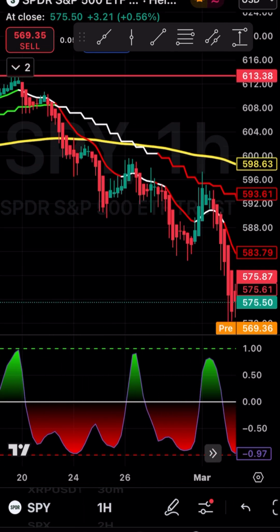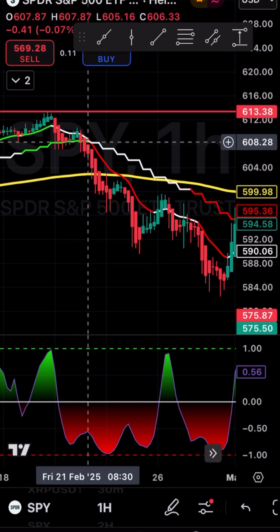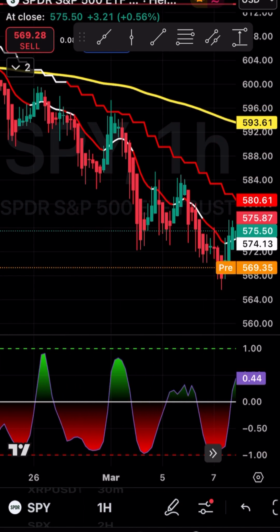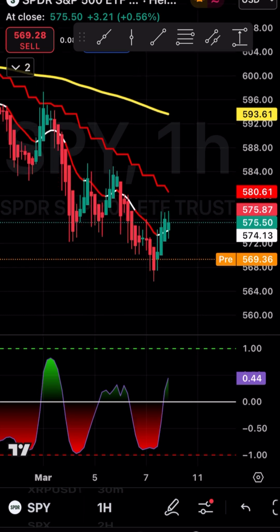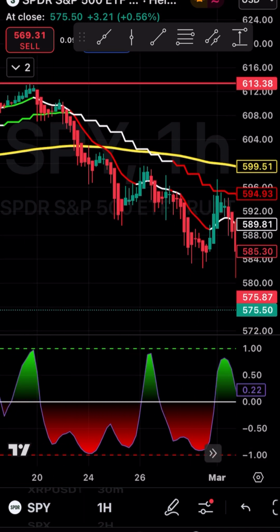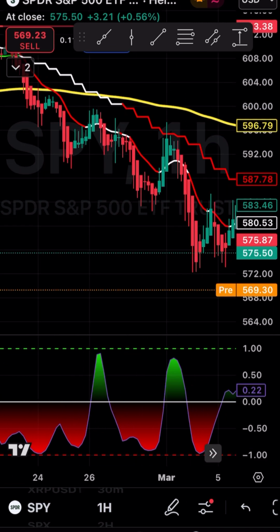What we see here is that the last time they crossed was right here, on February 21st. That was the start of the downtrend with the S&P. When these do cross again, you'll be focusing on the uptrend. You won't be focusing on the downtrend. But since these have not crossed yet, from this cross point right here, we are still in a downtrend.